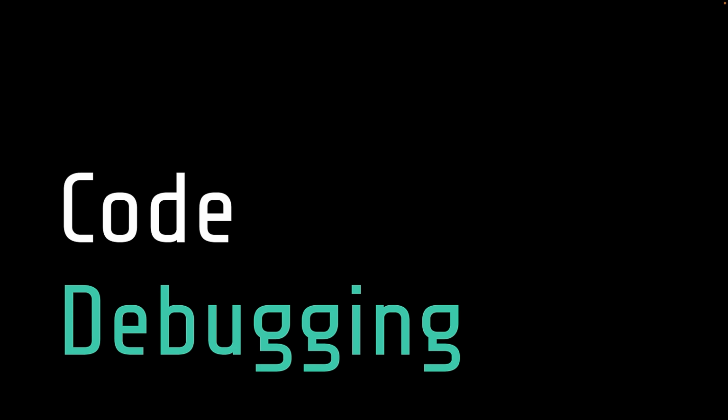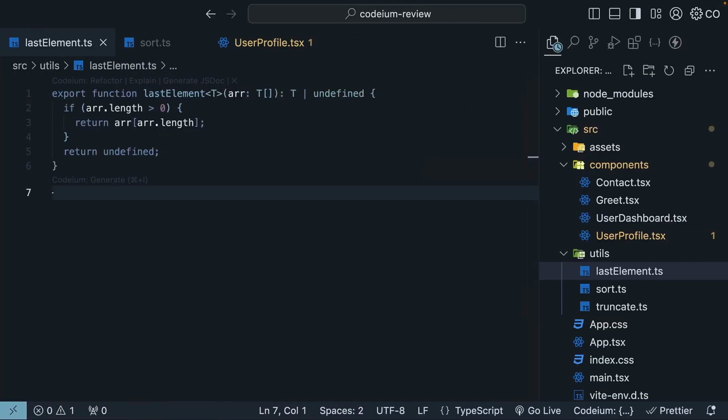All right, let's move on to code debugging. How well Codeium can identify and fix bugs in code. Once again, to save us time, I have created three new files. LastElement.ts, which is a function that returns the last element of an array, in the utils folder.